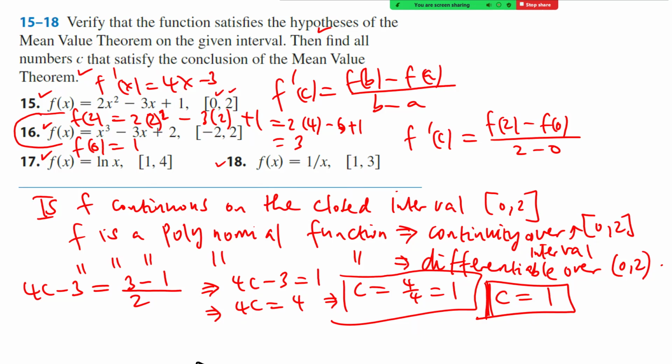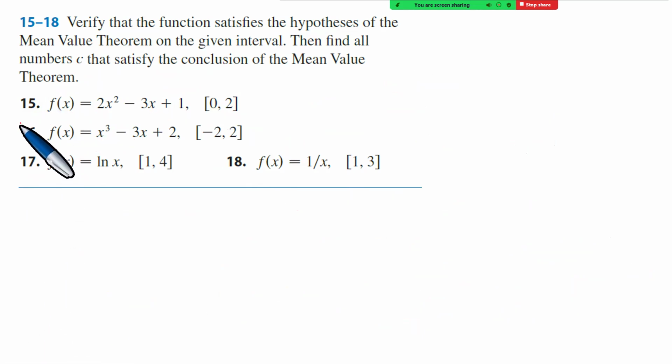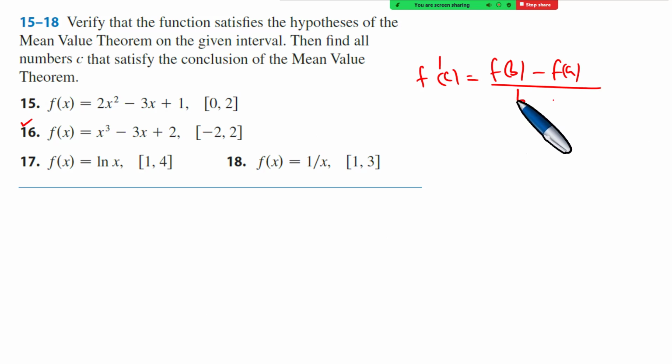We're through. Okay, we're excited. Let us try the next problem. The next problem is number 16. Right, so number 16 is exactly this one here. Let us first find the derivative of this. Why? Because we remember that f prime of c must be f of b minus f of a, all divided by b minus a. What is the derivative of this? Obviously, the derivative of the polynomial function is 3x squared minus 3. This is the derivative of this function here.